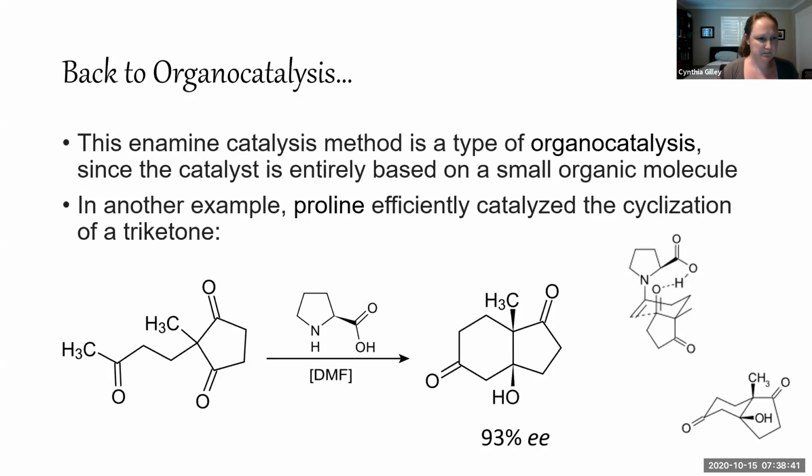Okay, so let's look at this example. This is a triketone compound, and there is a cyclization reaction going on. Notice that we are getting 93% enantiomeric excess of this enantiomer over the other minor enantiomer, and that the chirality is induced by the L-proline chiral catalyst. The solvent in this case is dimethyl formamide, which is a type of organic solvent.